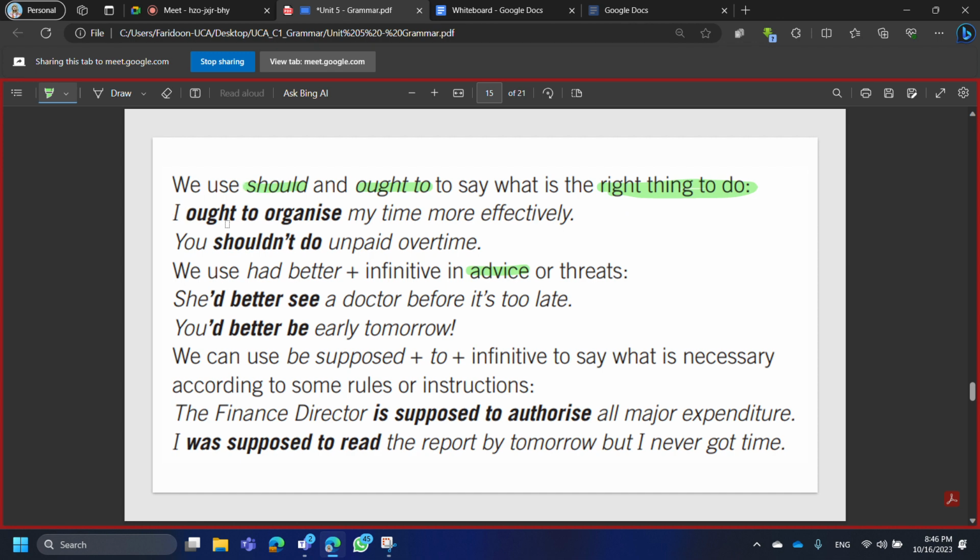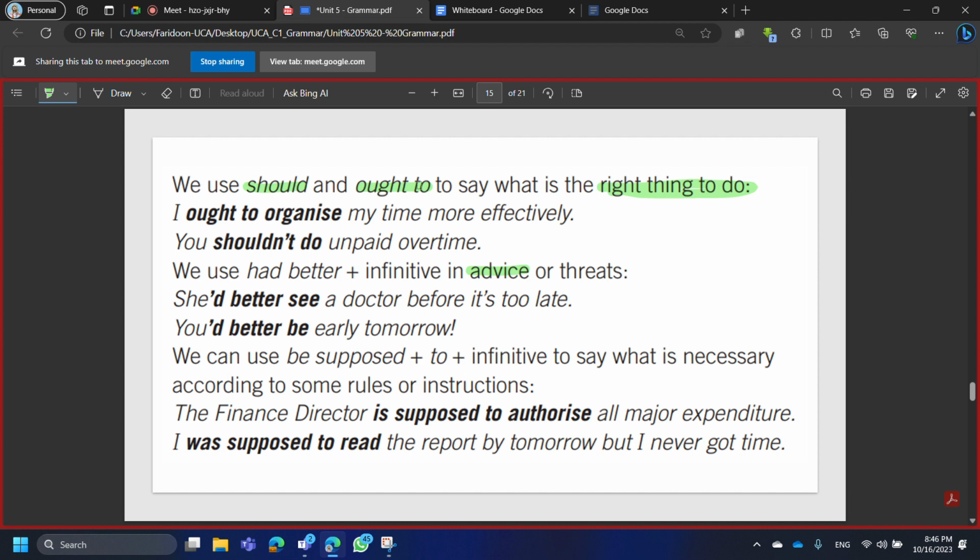So you can say, I ought to organize my time more effectively, or you shouldn't do unpaid overtime. In a way, should and ought to, both of them are followed by an infinitive. Both of them are followed by a verb number one, base form.